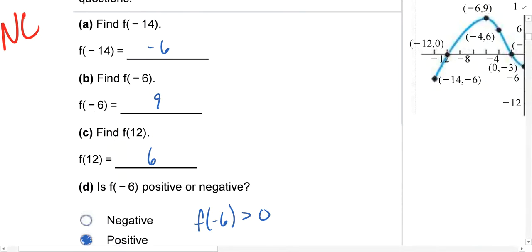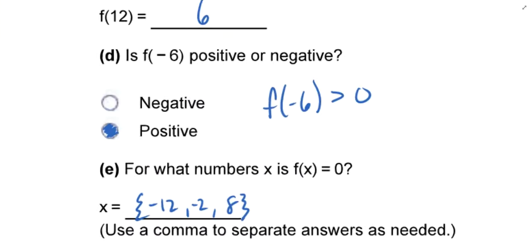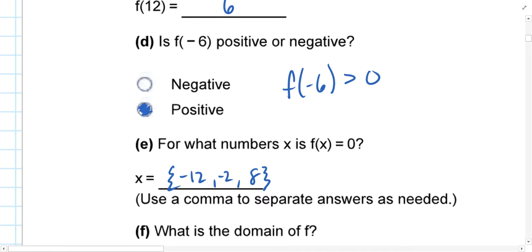Moving on to number 3. This is another no calculator question, and there really shouldn't be any surprises as far as answering questions A through F on this. I just wanted to point out here that it's possible to see some alternative notation.